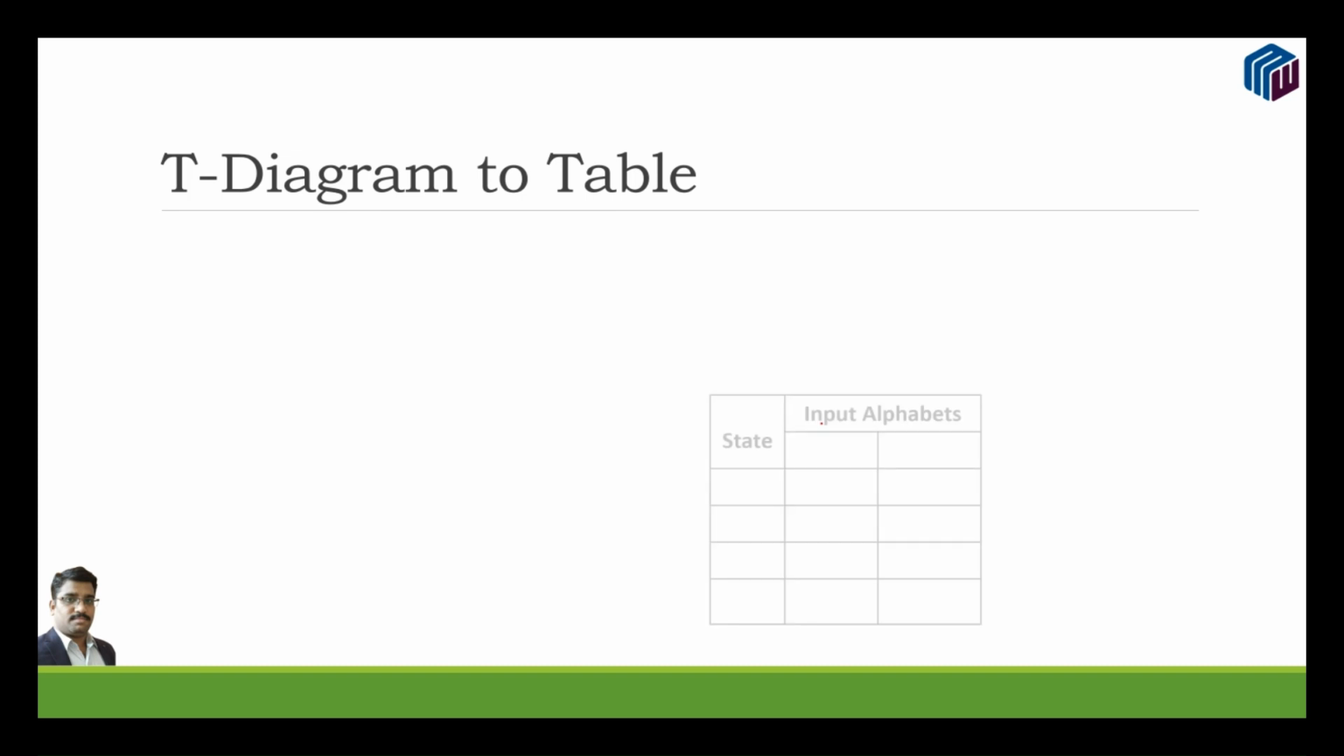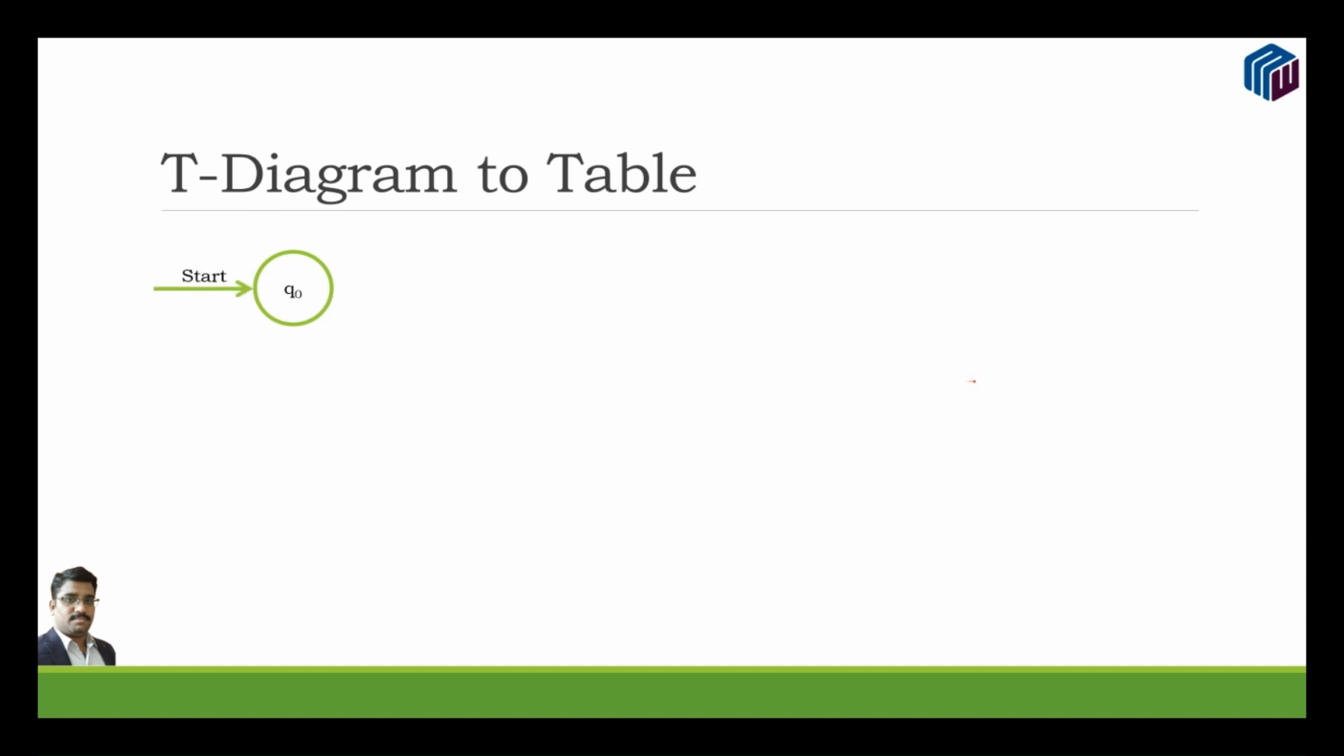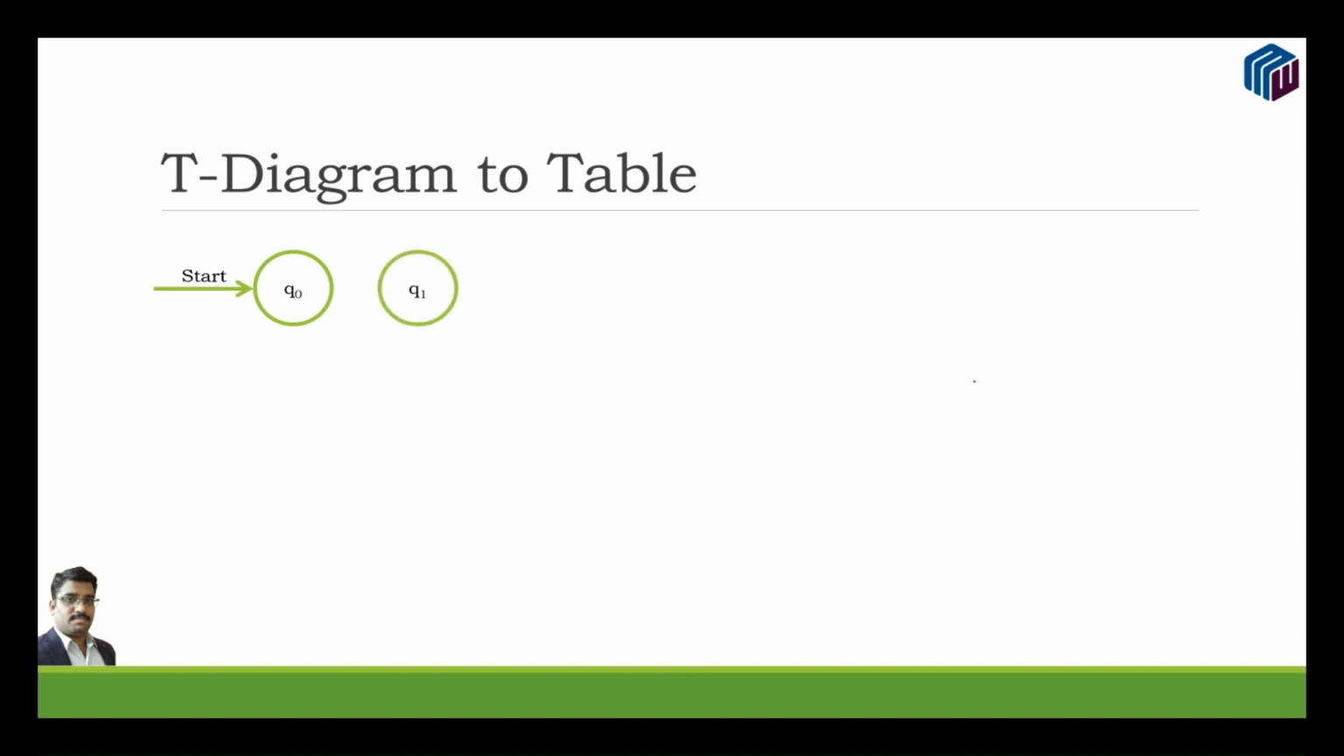Now we will draw the table with states and input alphabets. Here we will write the states, and here we will write the input alphabets, either A, B, or 0 or 1. The states are Q0, Q1, Q2, Q3. Q0 is the starting state, so in the table we update Q0 and keep an arrow mark. After that, we have the state Q1.